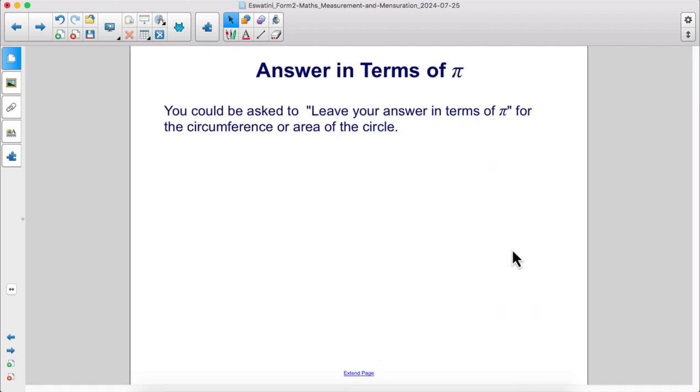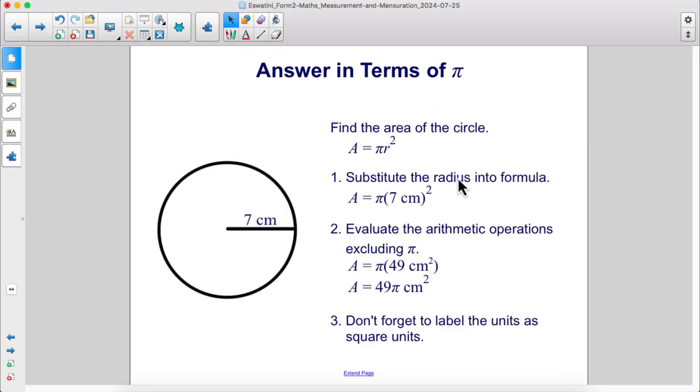You could be asked to leave your answer in terms of pi for the circumference or area of the circle. So if that were the case, just like before, you're going to have 7 centimeters squared, which becomes 49 square centimeters, times pi, and you're just going to leave it like that, 49 pi square centimeters.